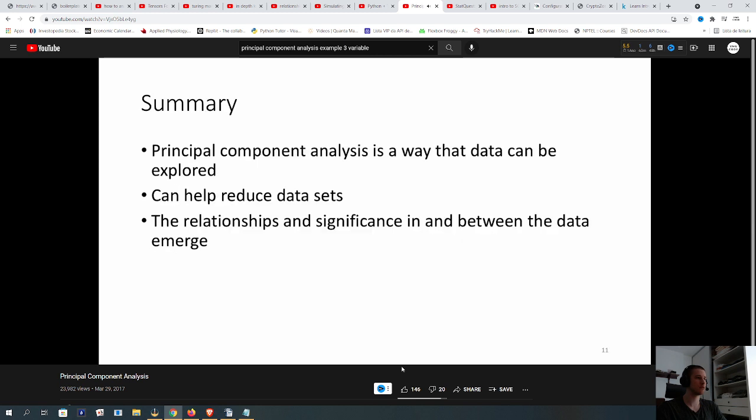So in summary, principal component analysis is a really good way to explore data. If you don't have pointed questions, you can see what information emerges from the data. It can help you reduce your data set, and it can also identify significant relationships in and between the data.